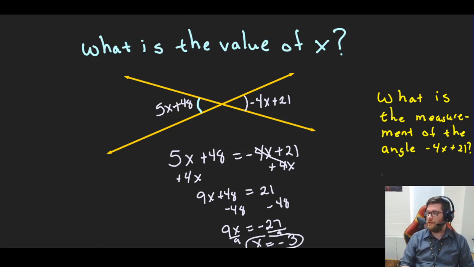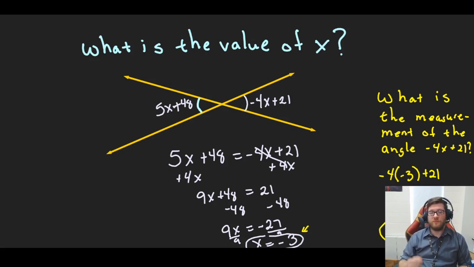So if we take negative 4, and then we found x to be negative 3, so negative 4 times negative 3 plus 21. Negative 4 times negative 3 is positive 12, because a negative times a negative is a positive, plus 21. If we then add those two up, we get that the angle measurement is 12 plus 21 is 33 degrees. All right? So, yeah, 33 degrees makes perfect sense for that sort of angle.